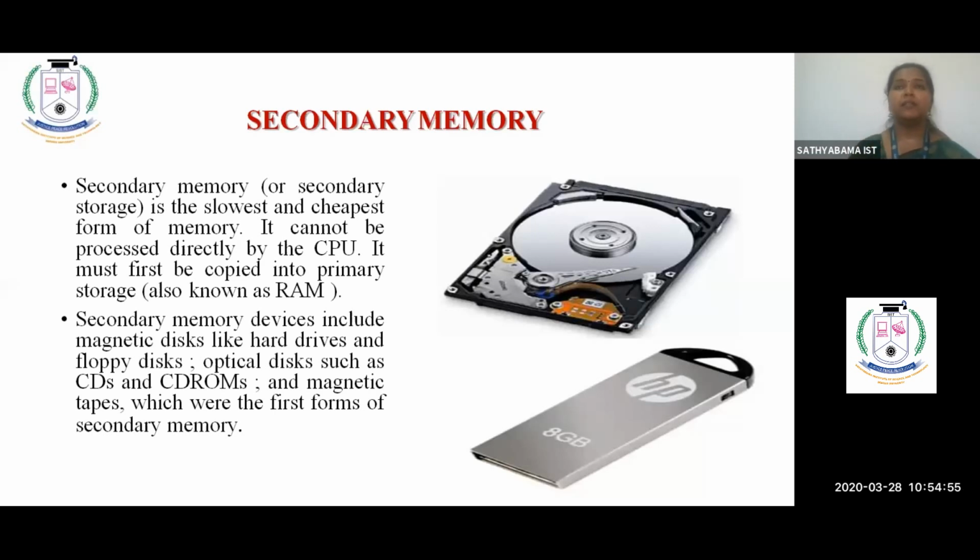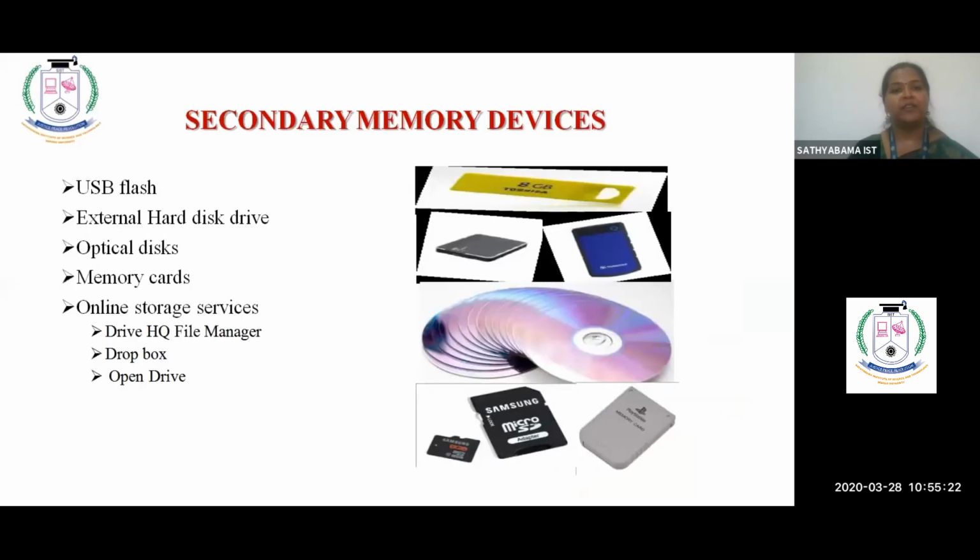Another secondary device is the floppy disk, which is used to transfer software between computers. The capacity of a floppy disk is very small compared with other secondary memory devices, and the speed is also very slow in certain floppy disks. So these secondary memory devices are completely slow, but they have a huge memory for storing data. Examples of secondary memory devices include USB flash drives, hard disk, optical disk, memory cards, and some online storage services like Dropbox, file managers, as well as Open Drive.